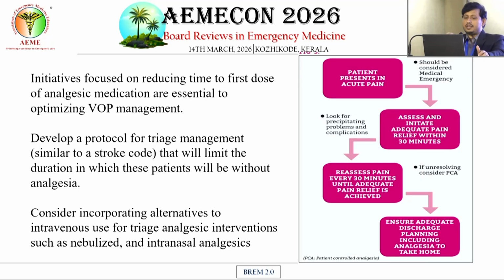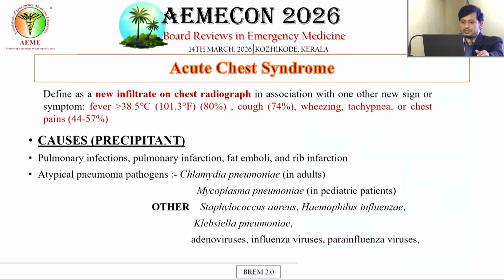So this initiative is focused on reducing the time to the first dose and developing the protocol for triage management. Apart from the IV drugs, we can use intranasal and nebulized drugs also, and consider incorporating alternative routes. So you can see here, the patient presents in acute pain, immediate assessment has to be done, within 30 minutes we give the first analgesia, reassessment has to be done within 30 to 60 minutes, and we have to plan the disposition, whether you are going to discharge or admit the patient and do further evaluation. Okay.